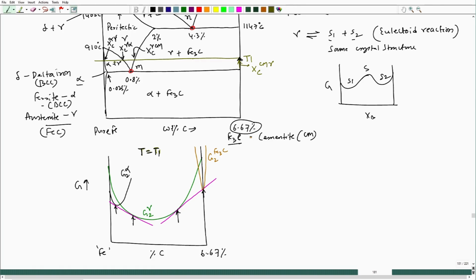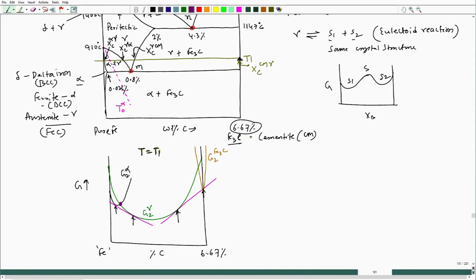Now, let us see whether we get T naught here. We do get a T naught here. If I draw that, this is T naught. I can put it as T naught alpha gamma, or alpha with respect to that solid which is in equilibrium with gamma. So, this T naught gamma, T naught alpha is lying at this location, this is the location.